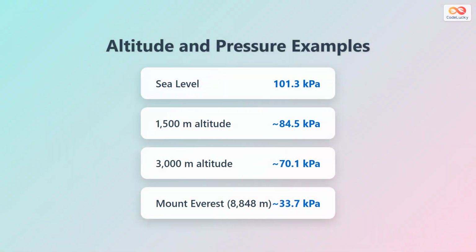Let's look at some concrete examples to understand how dramatically pressure changes with altitude. At sea level, the pressure is 101.3 kilopascals. Climb to 1,500 meters, and the pressure drops to approximately 84.5 kilopascals. At 3,000 meters altitude, it's down to about 70.1 kilopascals. And at the summit of Mount Everest, which stands at 8,848 meters, the pressure is only about 33.7 kilopascals, roughly 1/3 of sea level pressure. This is why breathing becomes so difficult at such heights.